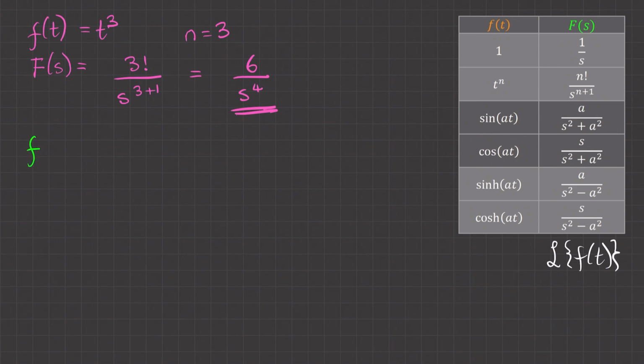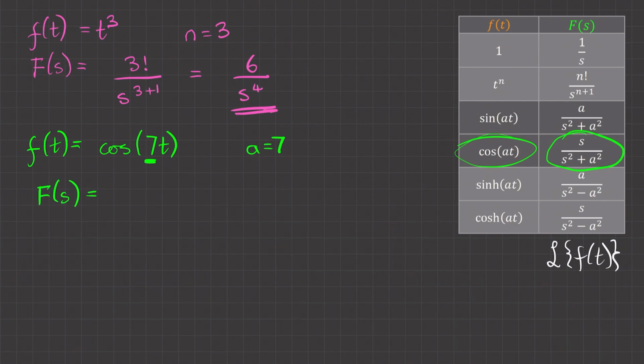Let's try it with a different one. Let's try it with f of t equals cos of 7t. So I'm looking at this one here, which means the Laplace transform applied will give us this function of s. So I'll write a little note to the side that a equals 7, because we've got cos at, in this case 7. We'll then have the function of s equals s over s squared plus 7 squared, which equals s over s squared plus 49.